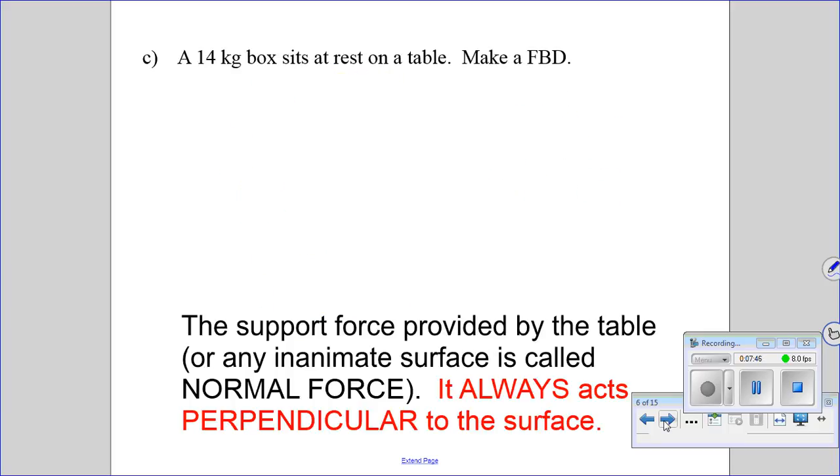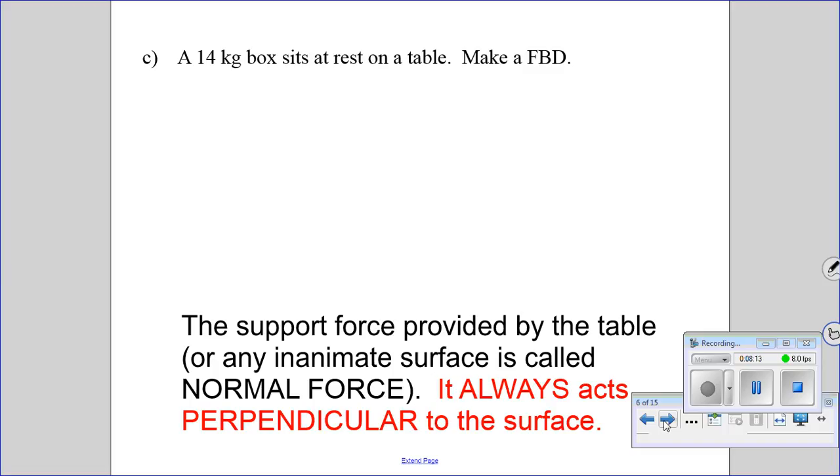Next example. A 14 kilogram box sits at rest on a table. Look, you guys, it's the same thing. Right now, there are two forces on the box that I'm holding here, the water bottle. Gravity's pulling it down with whatever it was, 137.2 newtons. My hand is pushing it up with 137.2 newtons, right? The only difference is when I set it on the table, now instead of me pushing it up, it's the table.